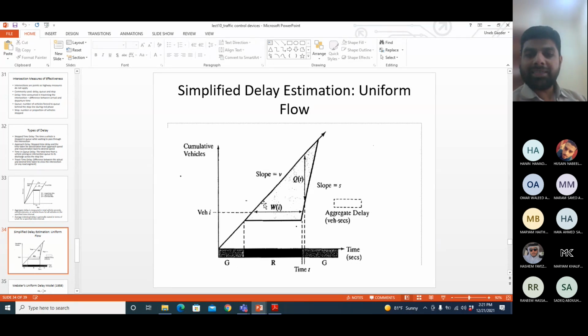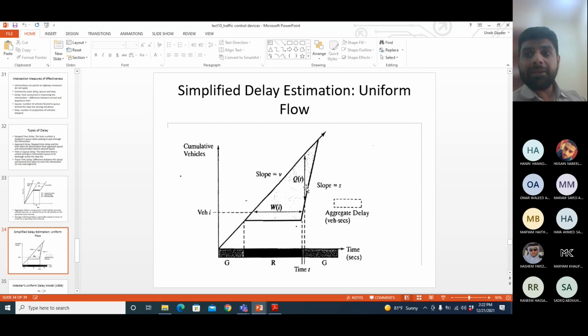This line is showing the number of vehicles which arrived, and this line is showing the number of vehicles which departed. So whoever arrived and didn't depart is in the queue, right? Simple. Whoever came and did not go is in the queue. So if you take the difference between the arrival flow rate line and departure flow rate line, you will get the number of vehicles in the queue. Okay. So how many vehicles are in the queue at time t? This is Q(t).